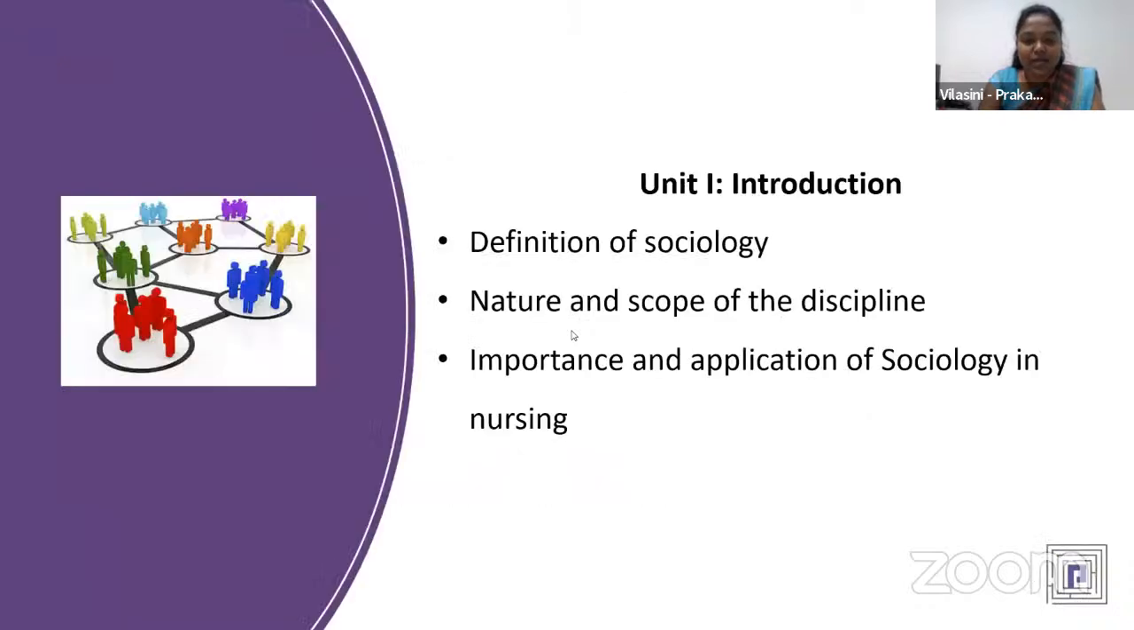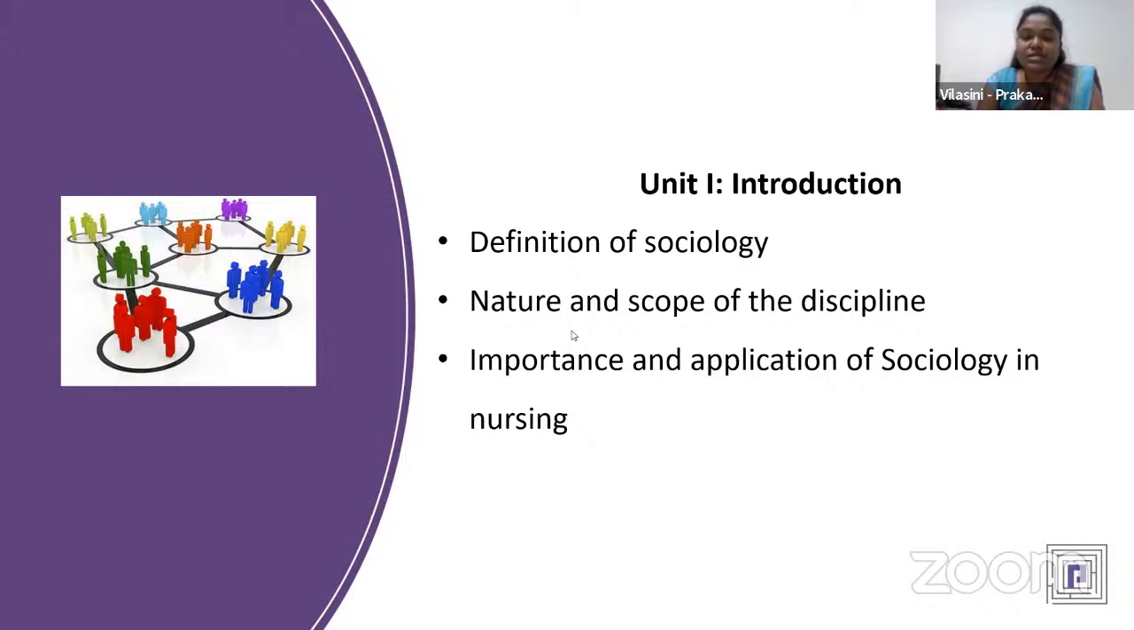So we'll start with unit 1, that is introduction to sociology. First of all, I would like to tell you how sociology was termed and who coined the term sociology. A philosopher named Auguste Comte is the father of sociology. He devoted his energies to bring about a science of society. He coined the term sociology, which is derived from the Latin word societas, which means society, and the Greek word logos, which means study. Coming to the definition, sociology is defined as the scientific study of social relationships.